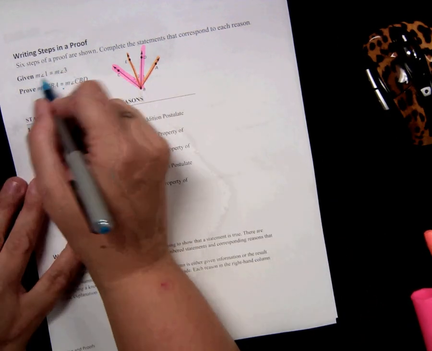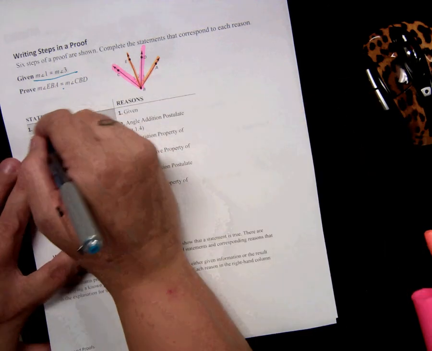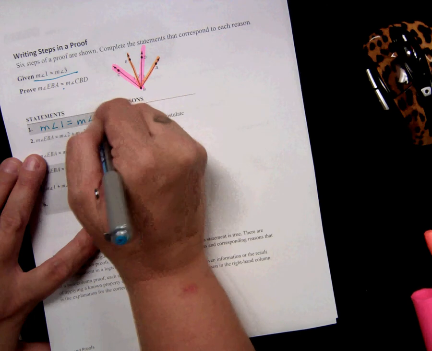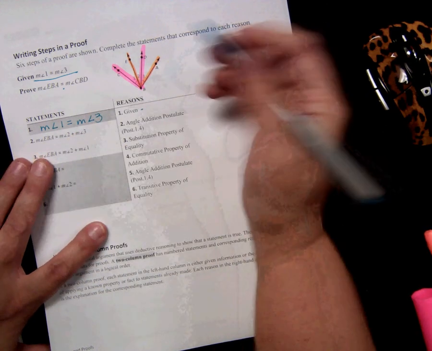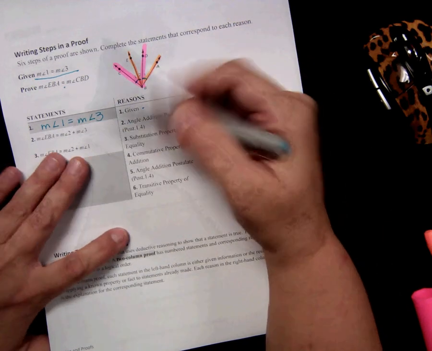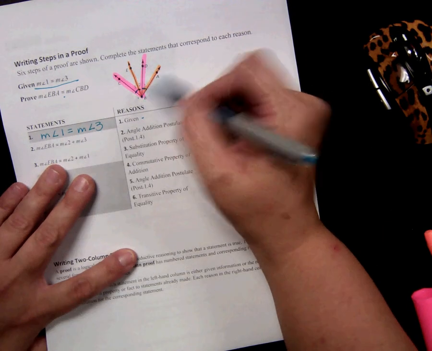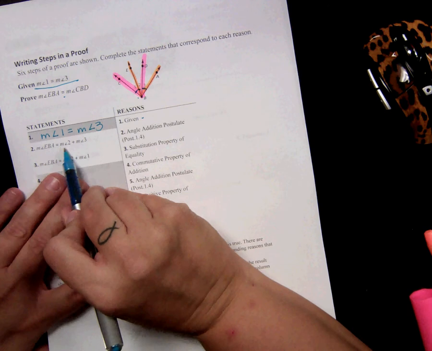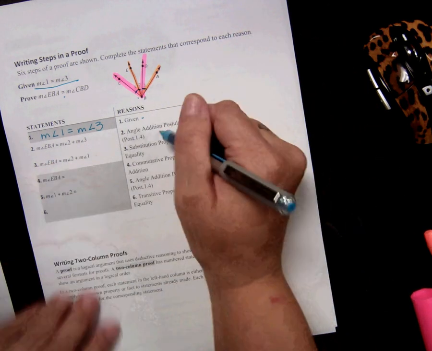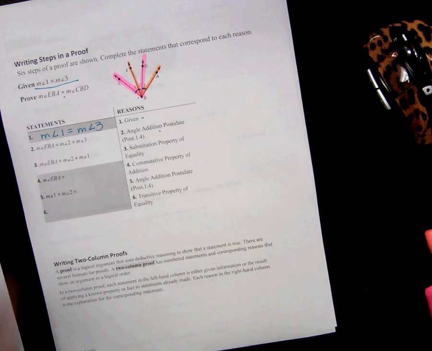So what do we always write first? We always write our given first. So we're going to write the measure of angle 1 is equal to the measure of angle 3. And how do we know? Because it's given. They're telling us that angle 1 equals angle 3. So then if I look over here, EBA equals the measure of angle 2 plus the measure of angle 3. And we know that because of our angle addition postulate.